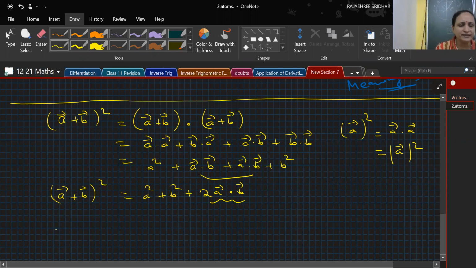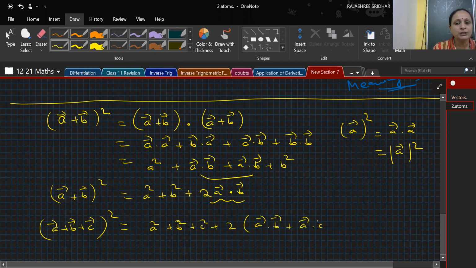And similarly you can apply the same formula for (A plus B plus C) the whole square. So what will be the value? We all know it is equal to A square plus B square plus C square plus 2 times (A dot B plus B dot C plus C dot A). This is the value, right? So if you want to multiply, you can.